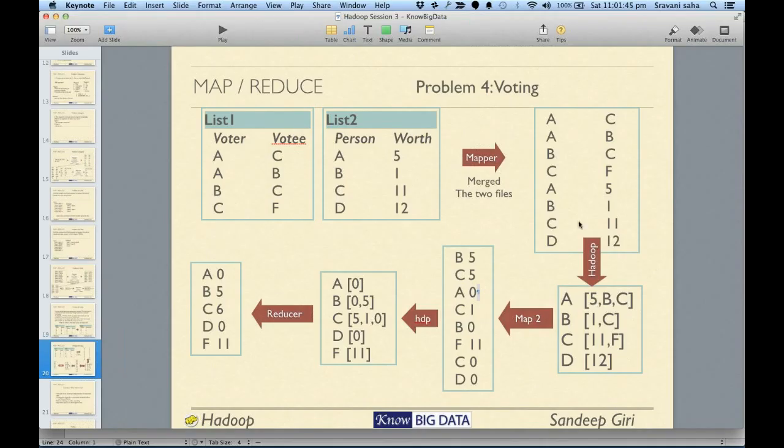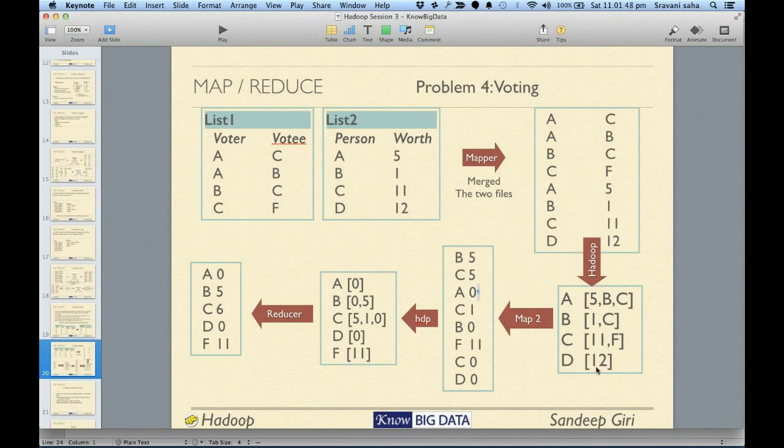Okay. Now let me have a look at it. Why is D 0? Because D has voted for nobody. Okay. D has voted for nobody. So as I was saying, when we were printing B5, C5, C1, we also printed that this guy voted for somebody. That's all.